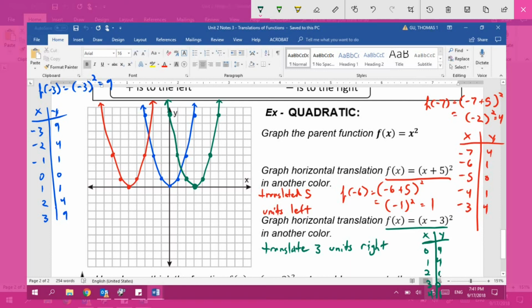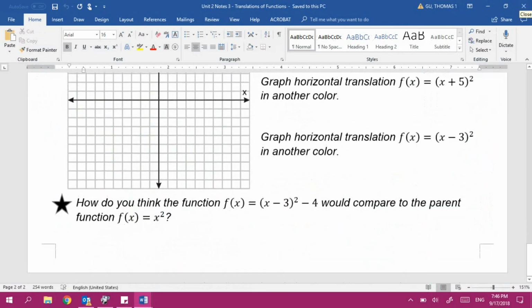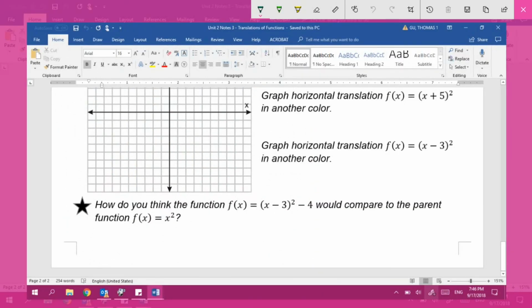And now for the final one, we need to know what to do if you have something like this, where it's multiple transformations in one. How do you think the function f of x equals x minus 3 quantity squared minus 4 will compare to the parent function of f of x equals x squared? Looks a little jumbled, but really it's just 2 translations in one problem. So we're moving the parent function twice.